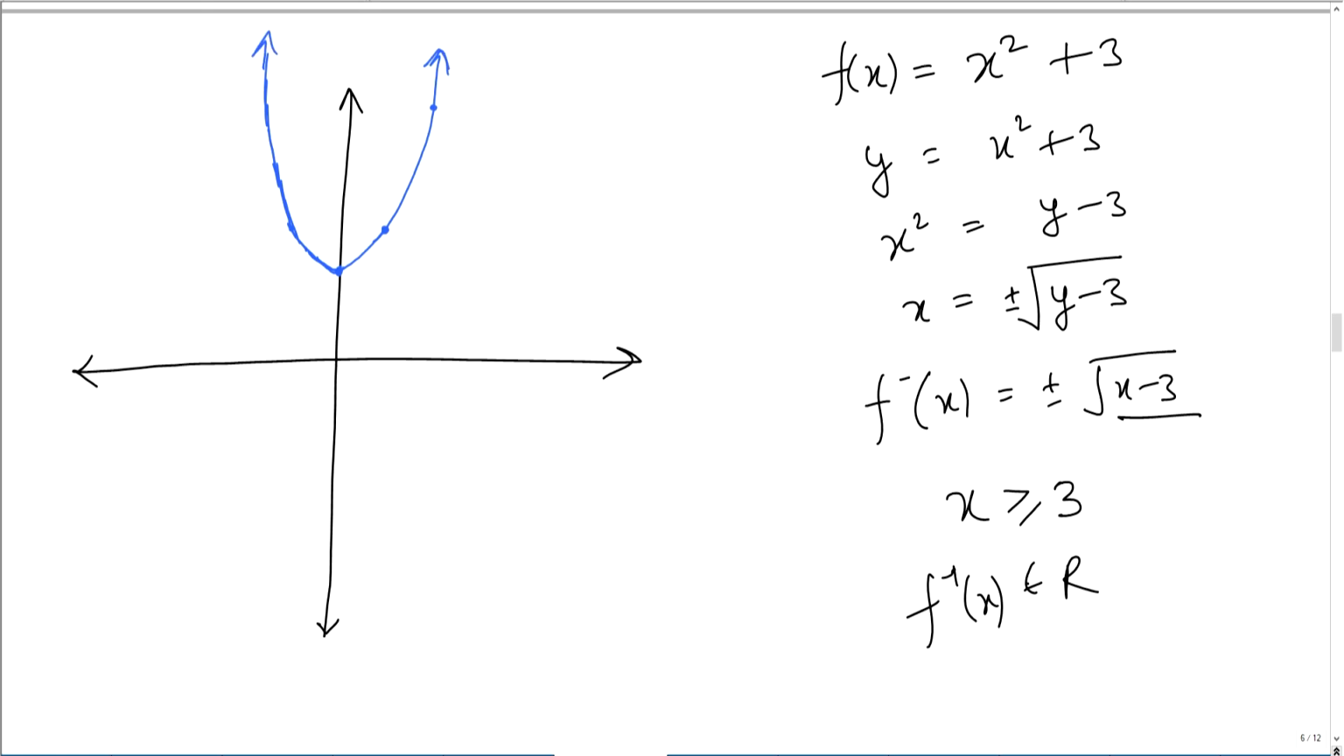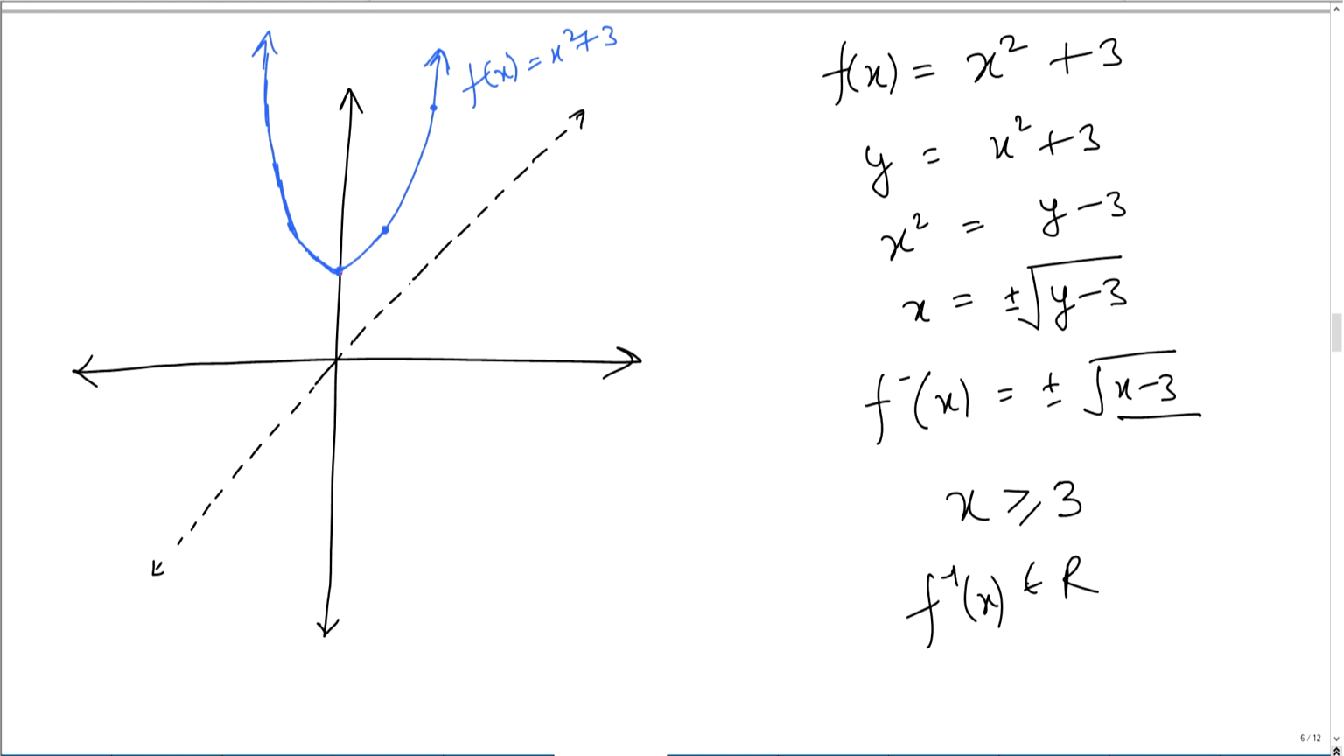Okay, so this is the graph of x squared plus 3. Let us try to draw the graph of f inverse x, which is square root of x minus 3. Now first let us predict it using our idea that if you place a mirror along y equals x, then the inverse would be the mirror image along this graph. So how would the mirror image look along this graph? It would be something like this.